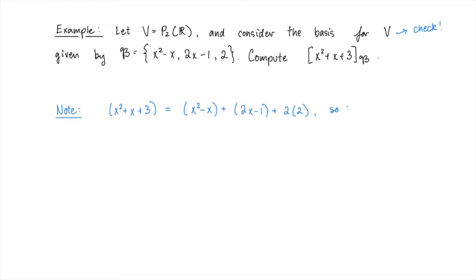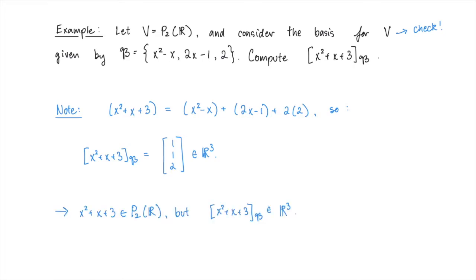Well, by inspection, we note that we can write x squared plus x plus 3 as the following linear combination of these basis elements. x squared plus x plus 3 is equal to 1 times x squared minus x, plus 1 times 2x minus 1, plus 2 times 2. So, the B coordinate vector for x squared plus x plus 3 is just the vector 1, 1, 2 in R3. Again, we see that x squared plus x plus 3 is just some polynomial in the vector space P2 of R, but its B coordinate vector is actually a vector in R3.